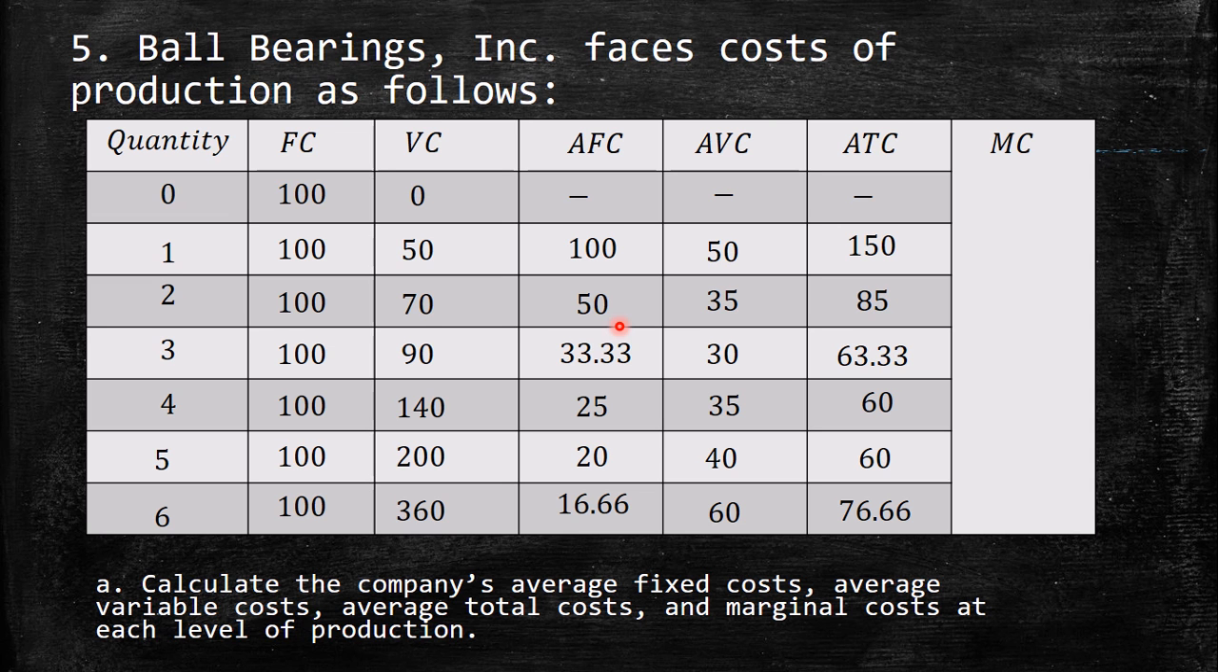Then the other one, marginal cost, will be represented in the middle, because it's the change from one unit to the other. It's going to be 50, which is basically the change of the variable cost, because the fixed cost remains the same. So this is going to be 50, 20, 20, 50, 60, 160.